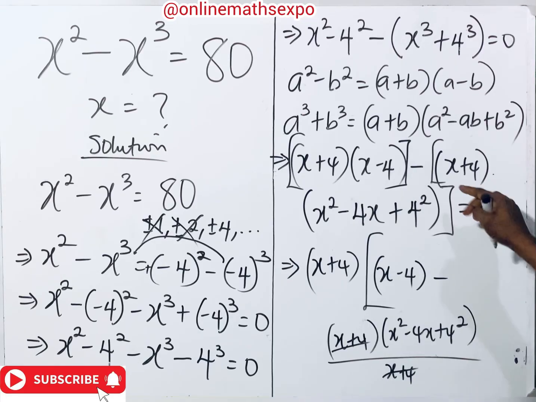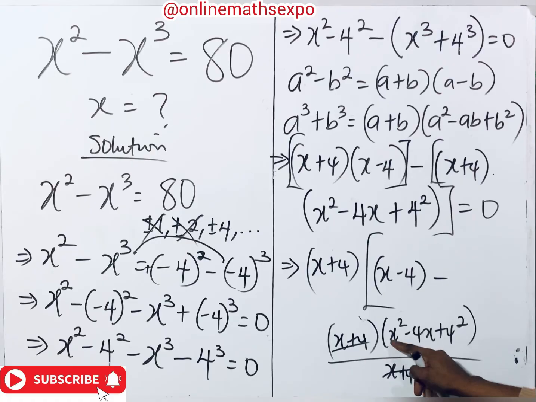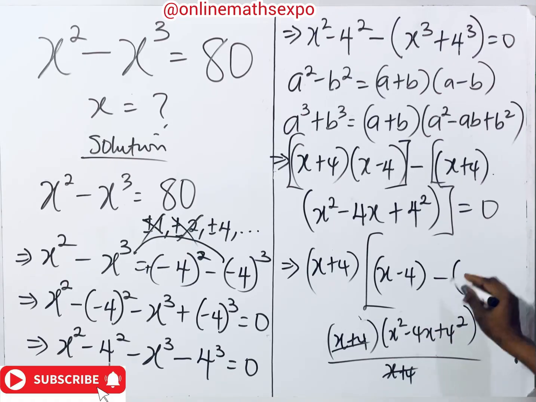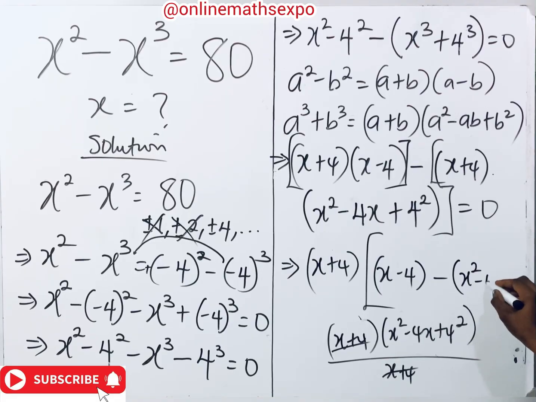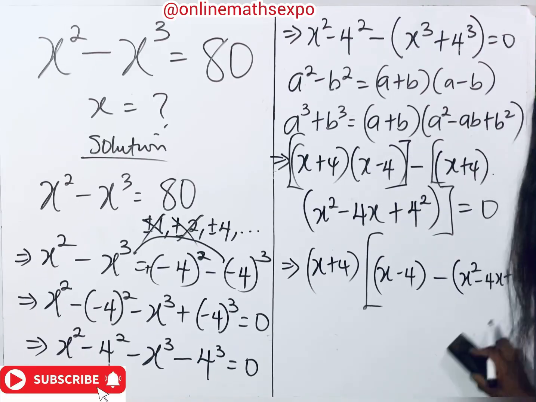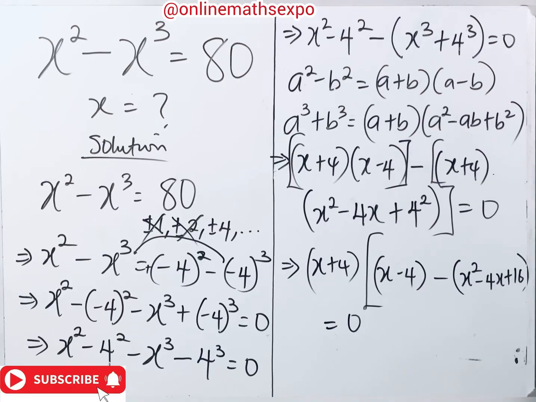Interesting. Now, when we have used this to divide these two, see what we got. Please remember to put it in brackets because it's an expression. Okay, so we're having x squared minus 4x plus 4 squared, which will give us 4 times 4 as 16. I hope you are with me there. So we have all this is equal to 0. I hope you are with me.